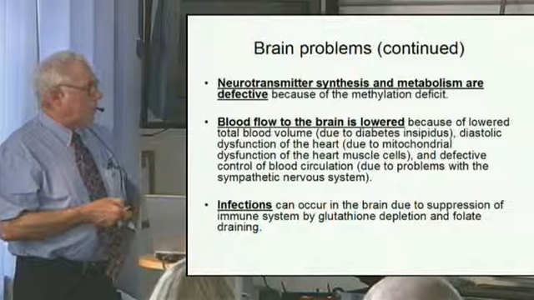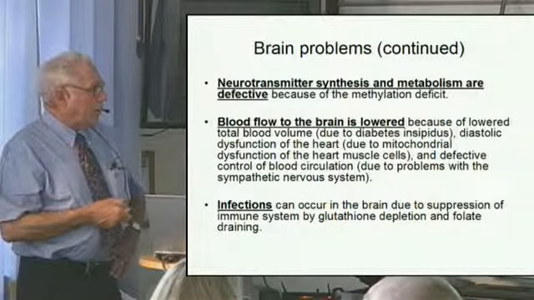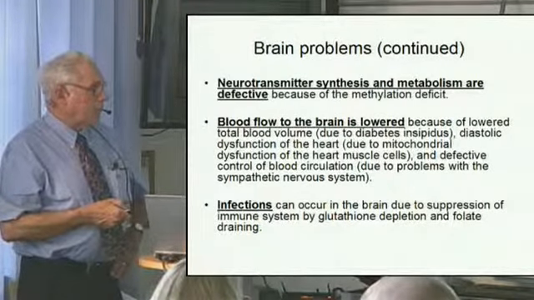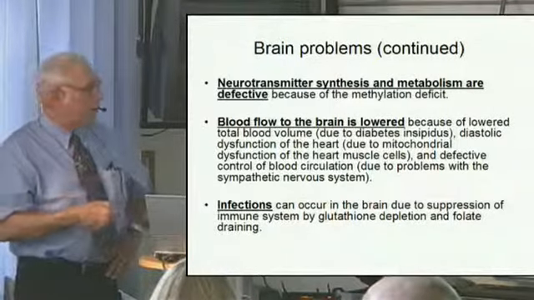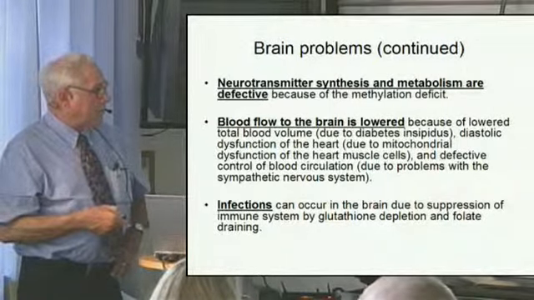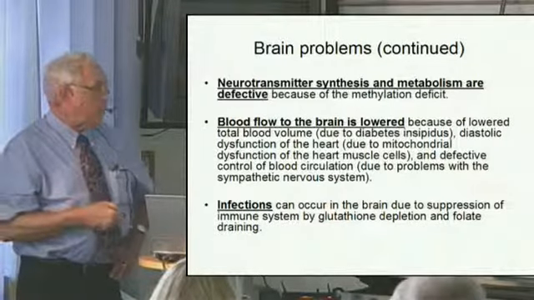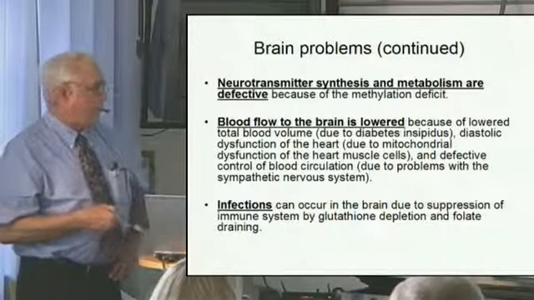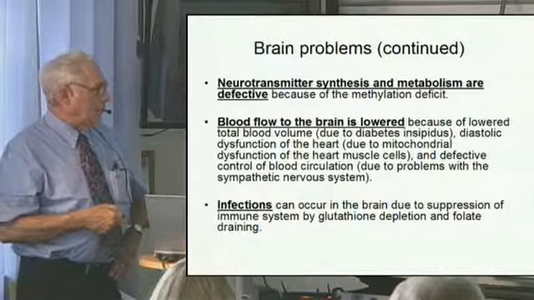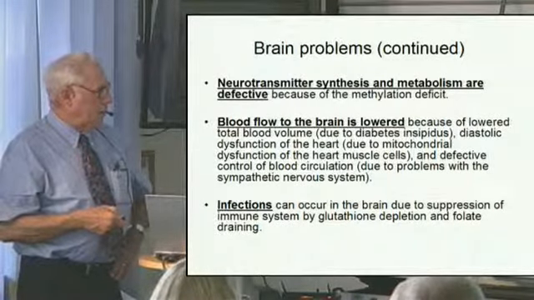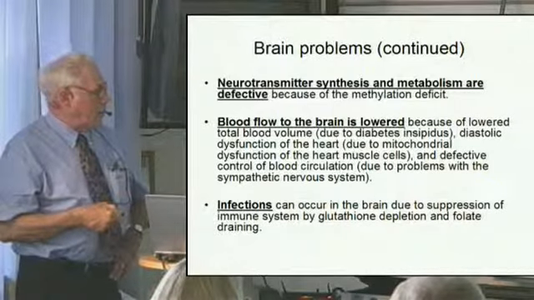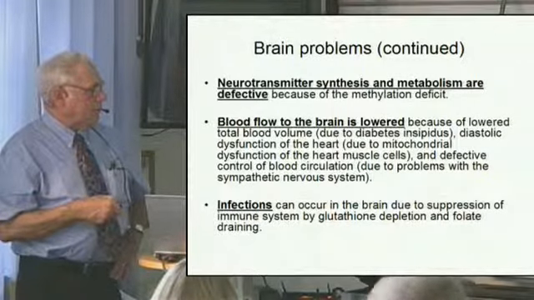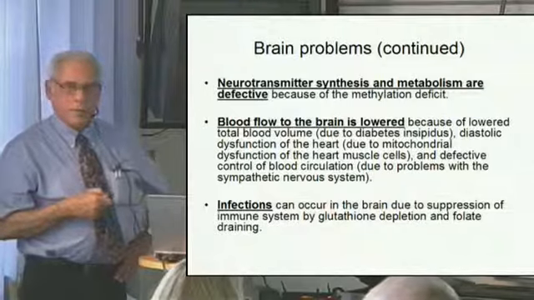The blood flow to the brain is lowered, and part of that is because of low total blood volume due to the diabetes insipidus that we just talked about. So there's a little feedback here. Diastolic dysfunction of the heart, which is due to mitochondrial problems in the heart muscle cells. And then defective control of blood circulation, which is due to problems with the sympathetic nervous system. So all of these things come together to affect the blood flow to the brain.